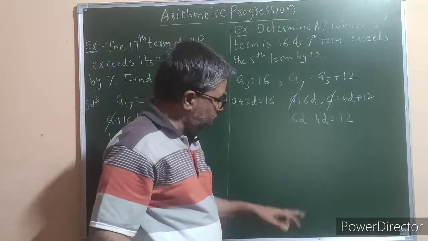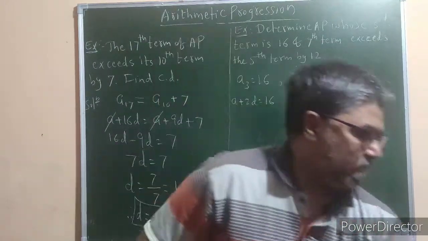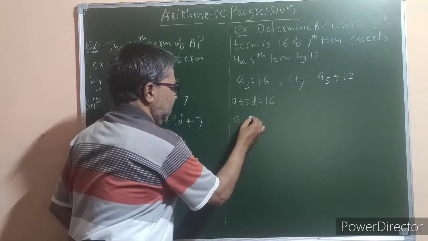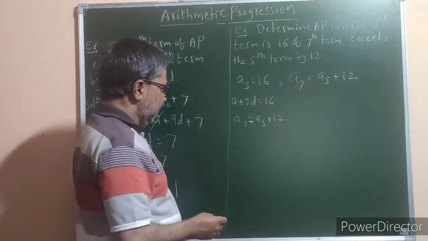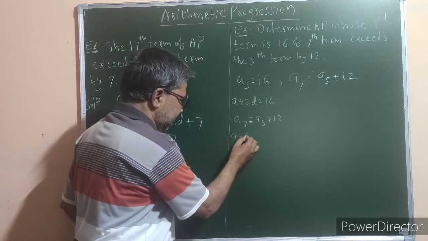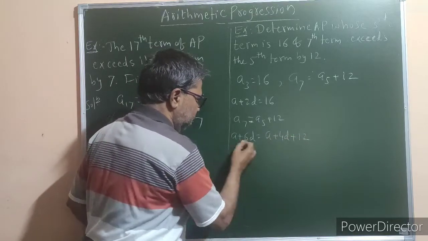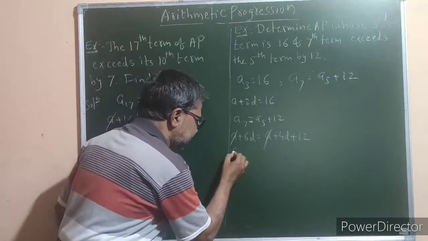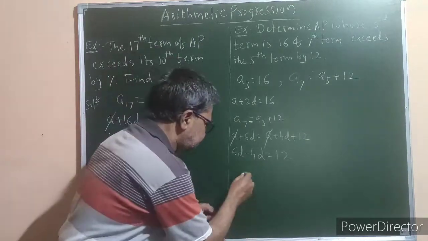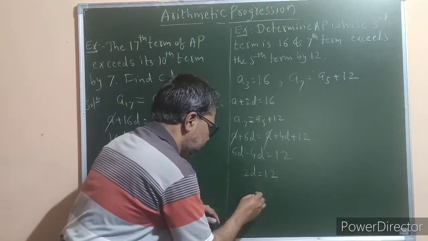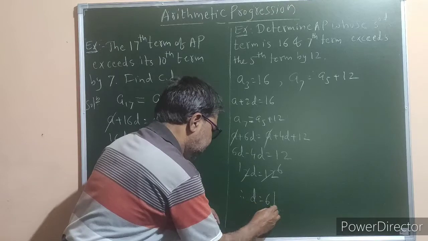Now, let us take A7 is equal to a plus 6d here and solve this. So A7, a plus 6d, is equal to A5, a plus 4d, plus 12. So a gets cancelled. Then 6d minus 4d is equal to 12. 6d minus 4d is nothing but 2d. 2d is equal to 12. So 2 sixes are 12, therefore d's value is 6.